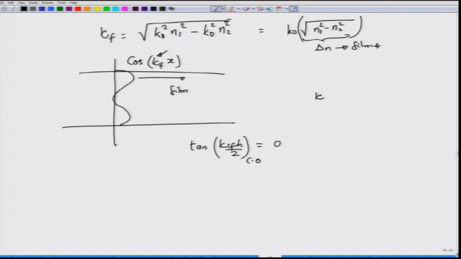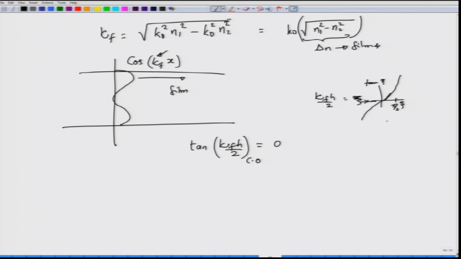So, if you think of kappa f h by 2 as some variable, say zeta, and as zeta keeps on increasing, if you were to plot tan of zeta with respect to zeta, this is how you would find. At pi by 2 this would go off to infinity, at 0 it would be 0, and then on the negative side at minus pi by 2 this would be going away to minus infinity.